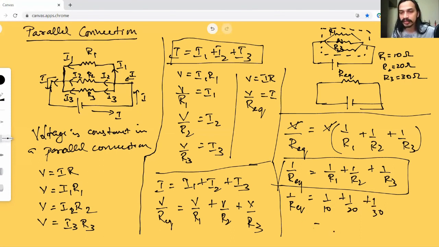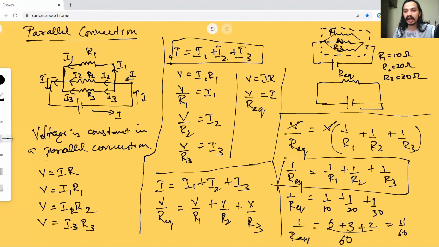Now I know that the LCM for each of these will be 60. Each of them can multiply to 60. So I'll take the LCM as 60. 10 times 6 is 60, so I can write 6 by 60 over here. Plus 20 times 3 is 60, plus 3. 30 times 2 is 60, plus 2. So this will come up as 11 divided by 60. It's not ohm yet. This is 1 by R equivalent.